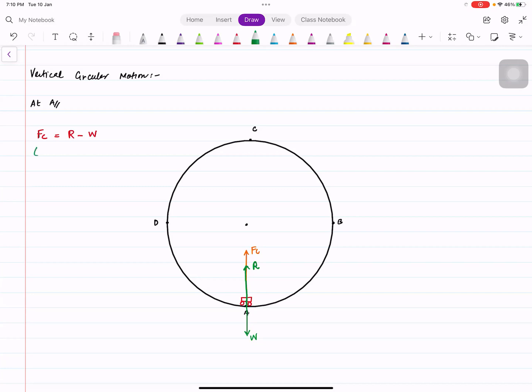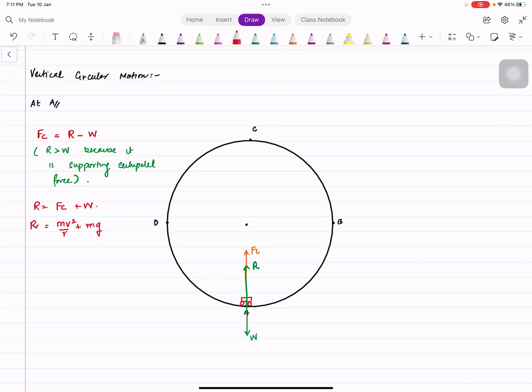Now, the reason why R is greater than W is because it is supporting centripetal force, right? It's providing centripetal force, so we need to understand that it has to be resultant upwards like that, right? Then, okay, we would like to find the R. So R can be written as Fc plus W. So centripetal force is mv squared over R, and W is mg. So that's what R is going to be. So you can just make the equation according to whatever you need at that time.